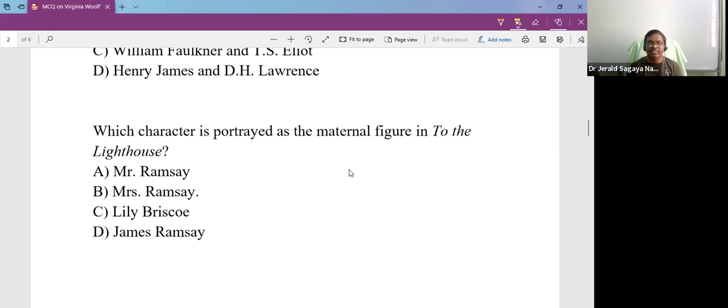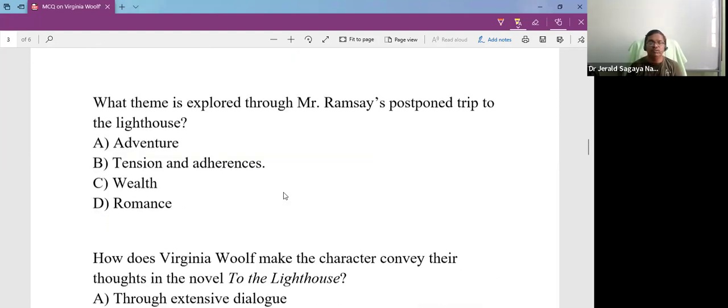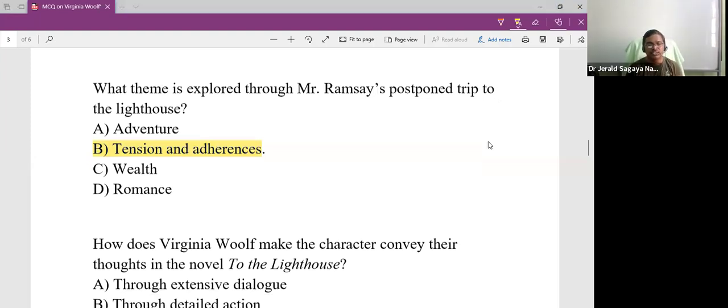Which character is portrayed as the maternal figure in To the Lighthouse? A motherly figure. The motherly figure is Mrs. Ramsay. What theme is explored through Mr. Ramsay's postponed trip to the lighthouse? Mr. Ramsay keeps on postponing the trip to the lighthouse, which is the desire of the children. Normally, we find that there is tension, but children do not voice their rebellion against the father. They adhere to his advice.